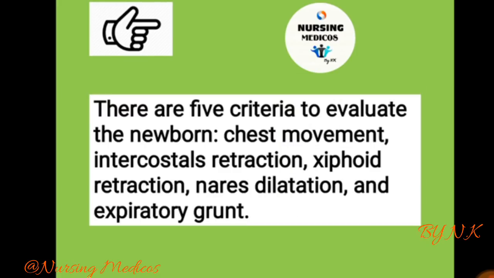Next, there are 5 criteria to evaluate the newborn: chest movement, intercostal retraction, xiphoid retraction, nasal flaring, and expiratory grunt.